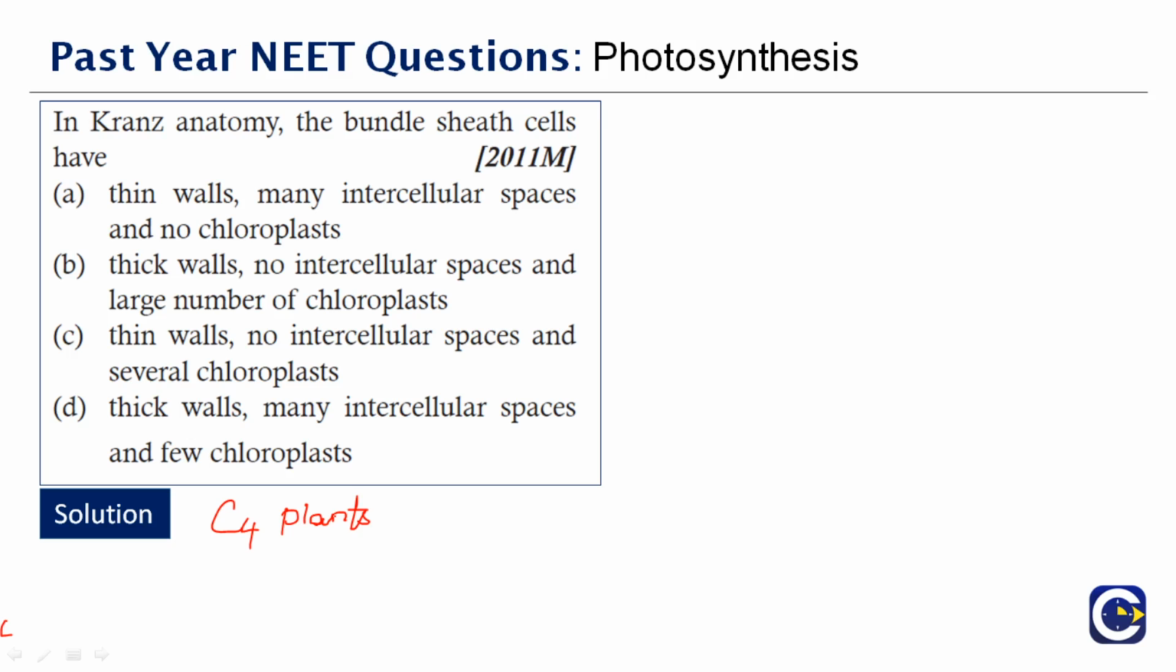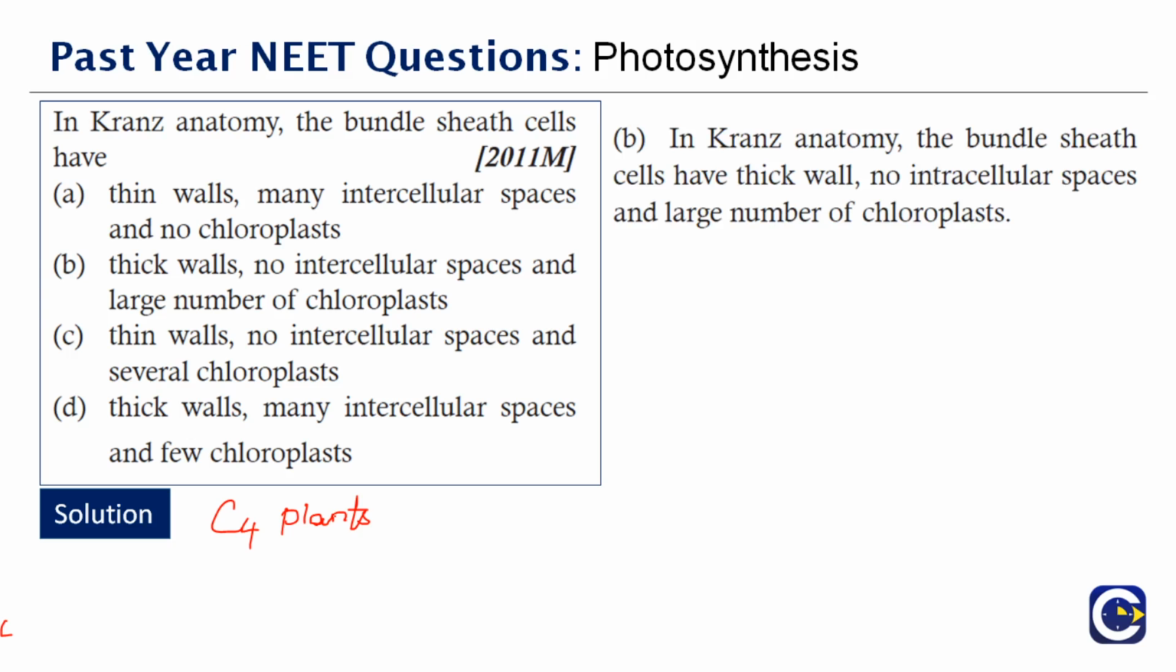Okay, the bundle sheath cells. See here, the Kranz anatomy specifically talks about bundle sheath cells. What are these bundle sheath cells? They are photosynthetic sites. How is their appearance? They are thick walls, they have no intercellular spaces, and they have large number of chloroplasts. Therefore the correct answer is option B.